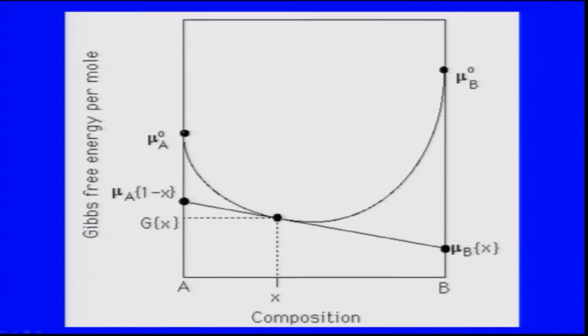These are the pure A and pure B. You can draw a tangent even here, but the tangent will again pass through this point only. So, mu A 0 and mu B 0 are for the pure components, and these are the values for the components A and B in the alloy consisting of x fraction of B and 1 minus x fraction of A, and G is again G of x.